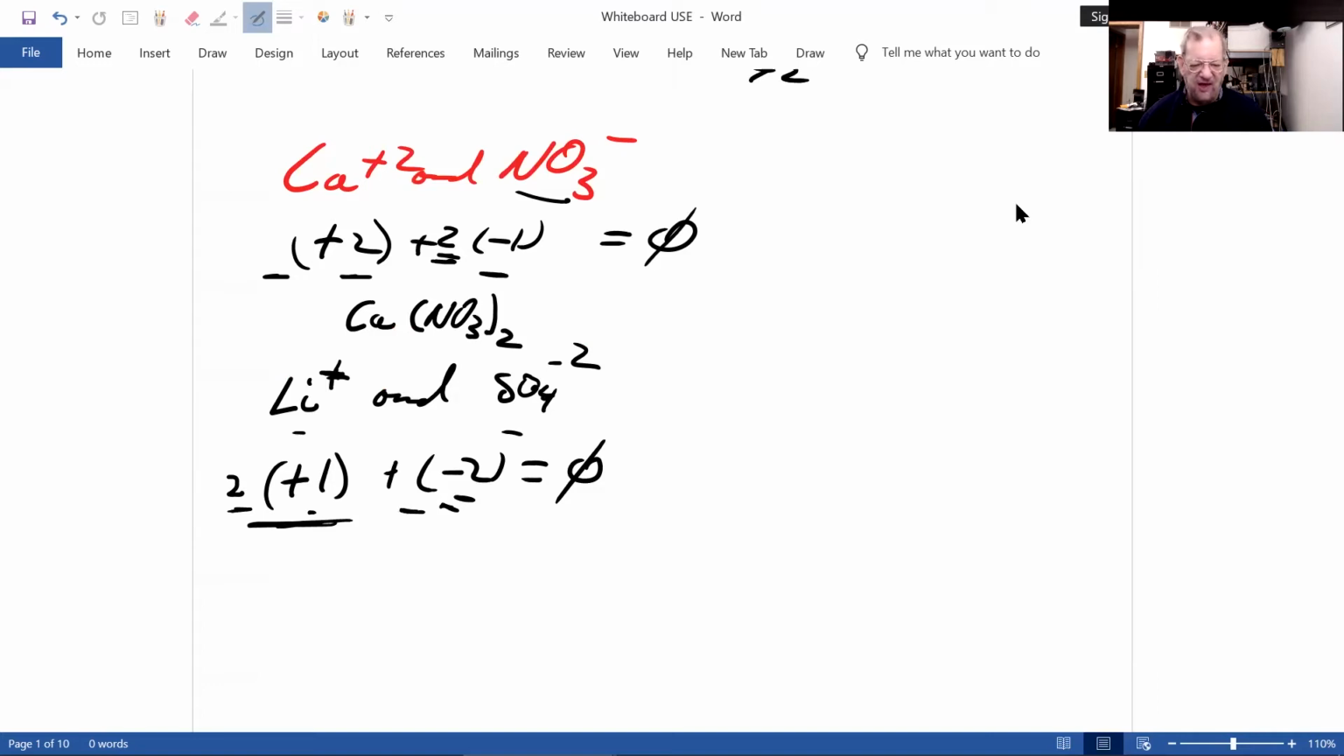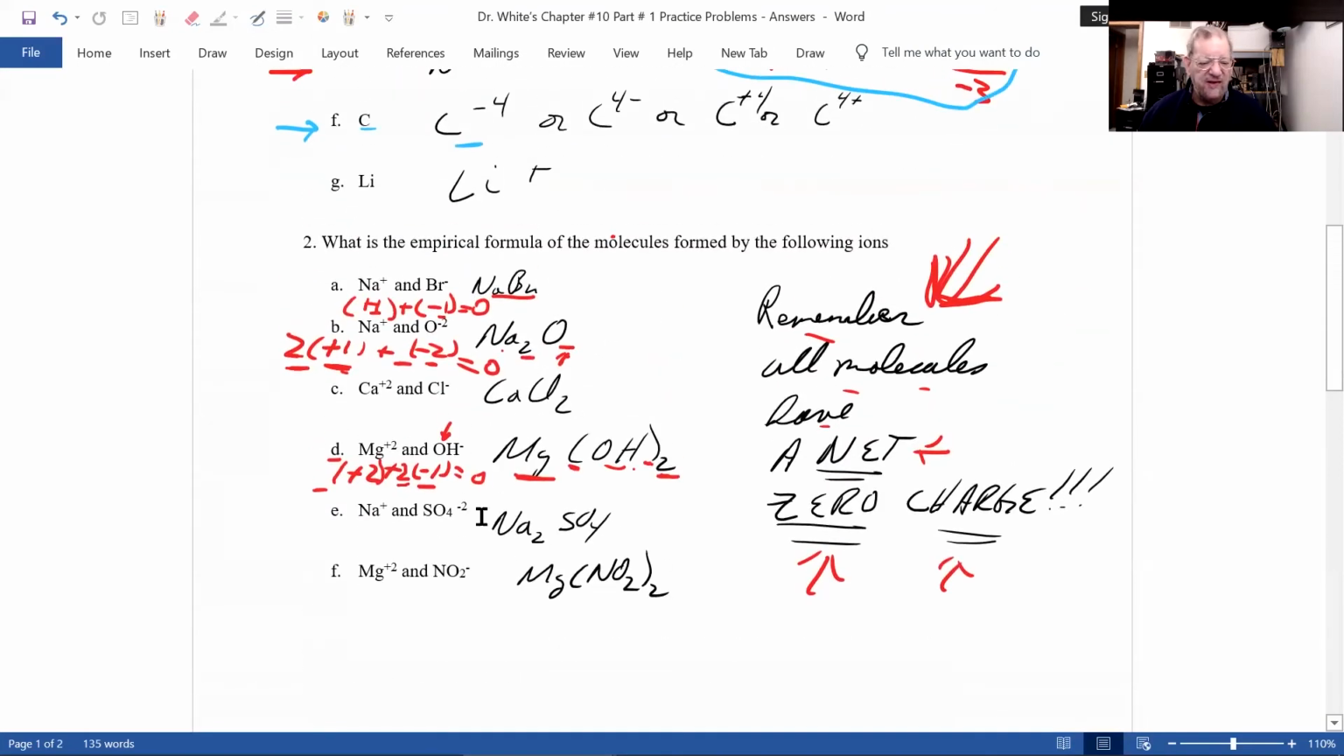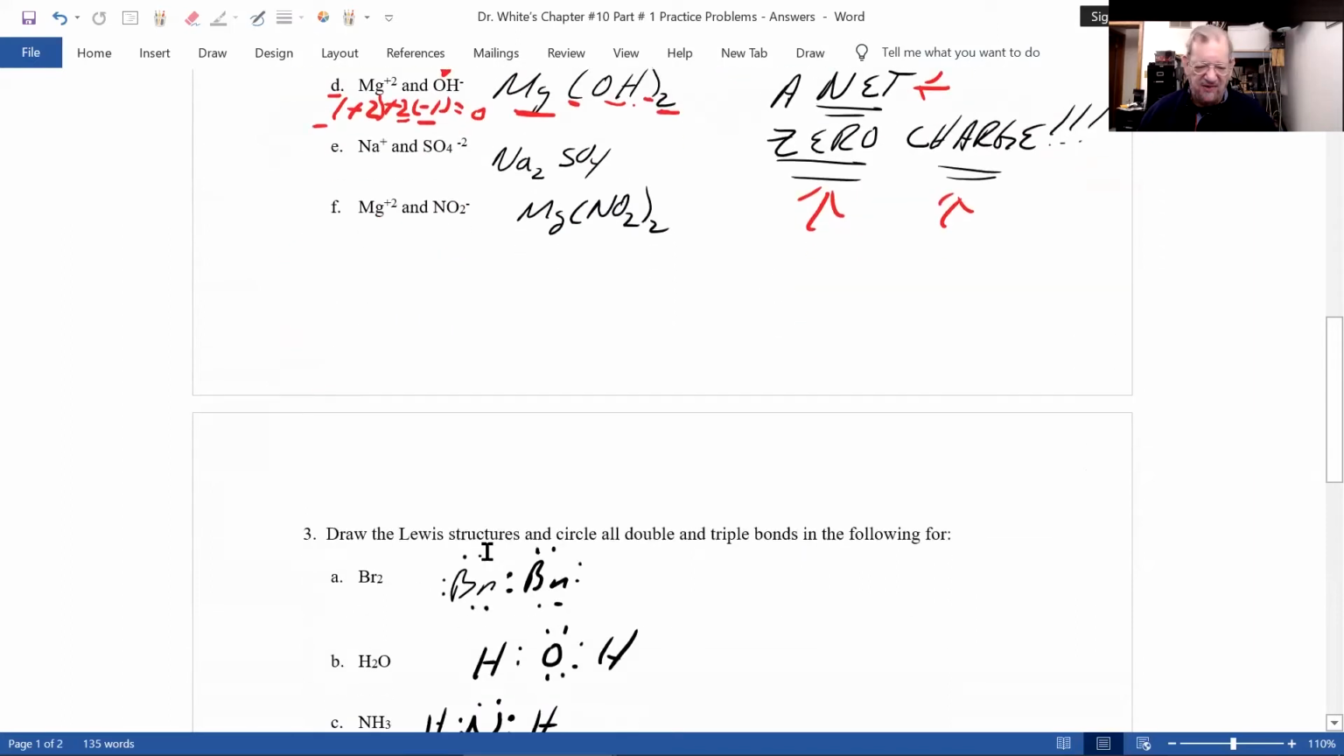How do I show that? 2 lithium and 1 sulfate. When there are only one of these polyatomic ions, you do not use brackets. All right, let's get back to the problem set. If you notice, I have other examples and you can work it out on your own.